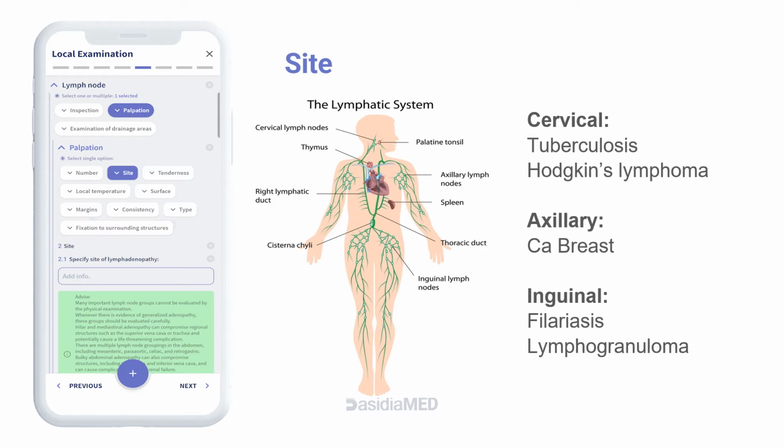The site of enlargement of the lymph nodes gives a clue towards the site of infection based on the area that is drained by them. Cervical lymph nodes are classically enlarged in tuberculosis and Hodgkin's lymphoma. Axillary lymph nodes, which comprise the apical group of lymph nodes, drain the breast and are therefore enlarged in breast cancers. The inguinal groups are enlarged in infections such as filariasis and lymphogranulomas.